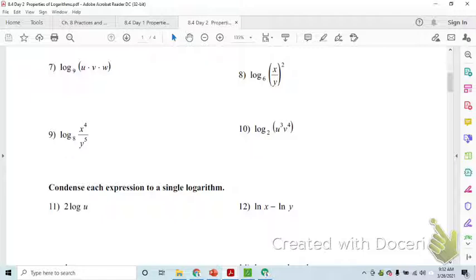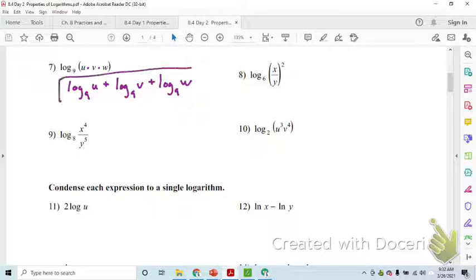Now continuing along, I'm going to start with number 7. We have 3 things being multiplied, so when we expand those, it's going to turn into 3 different logs. So log base 9 of u, not me, plus log base 9 of v, plus log base 9 of w. It's important that each one have that 9 down there as the base. Otherwise, it's incorrect.